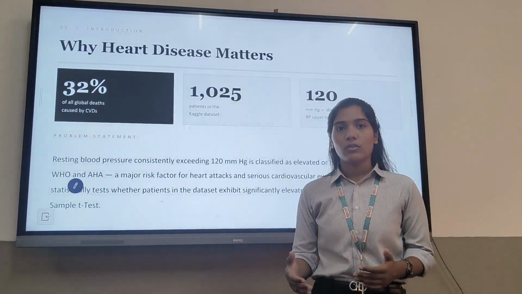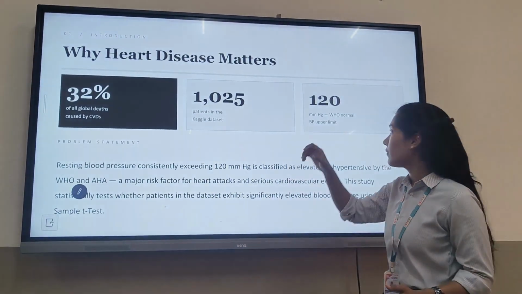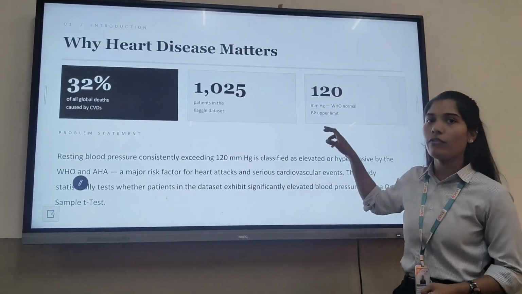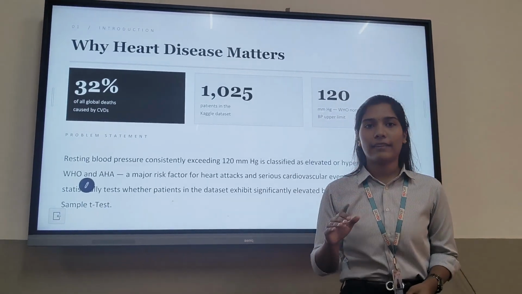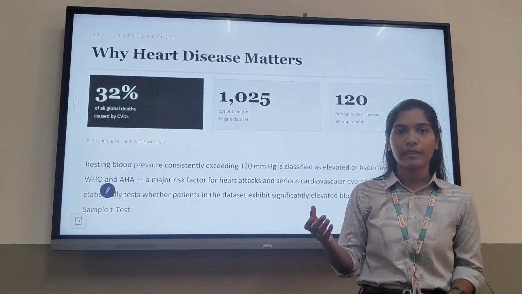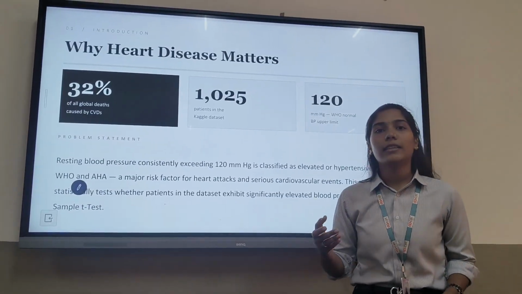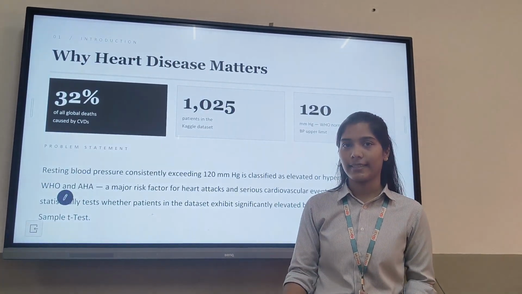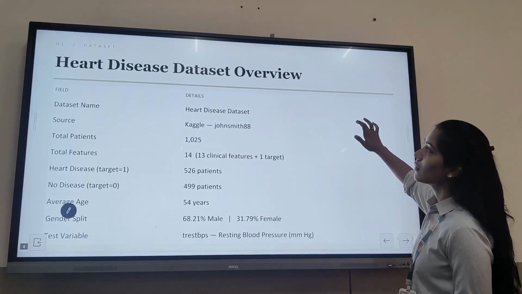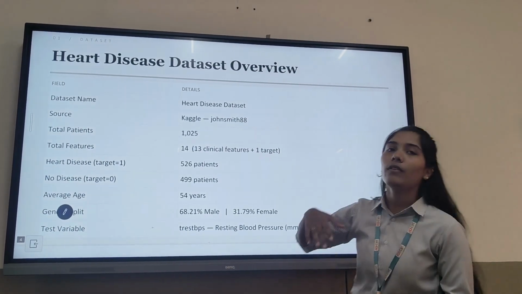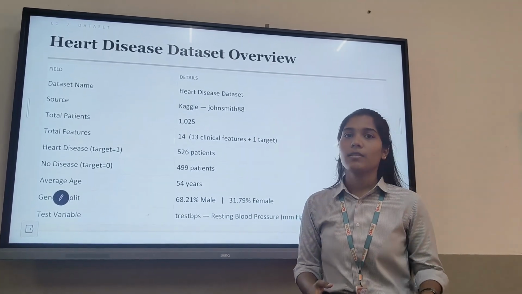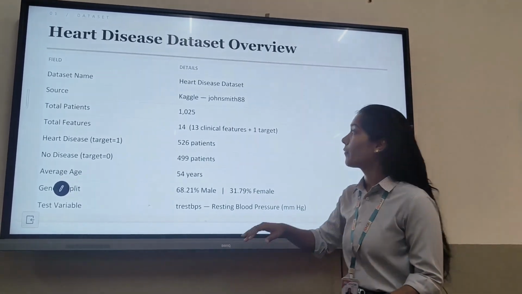According to WHO, the World Health Organization, 122 millimeters of mercury is the normal blood pressure level, and when blood pressure exceeds 122 millimeters of mercury, it has a high risk of heart diseases. So, we have a question. Can we use statistics in predicting heart diseases? That is what we are discussing right now.